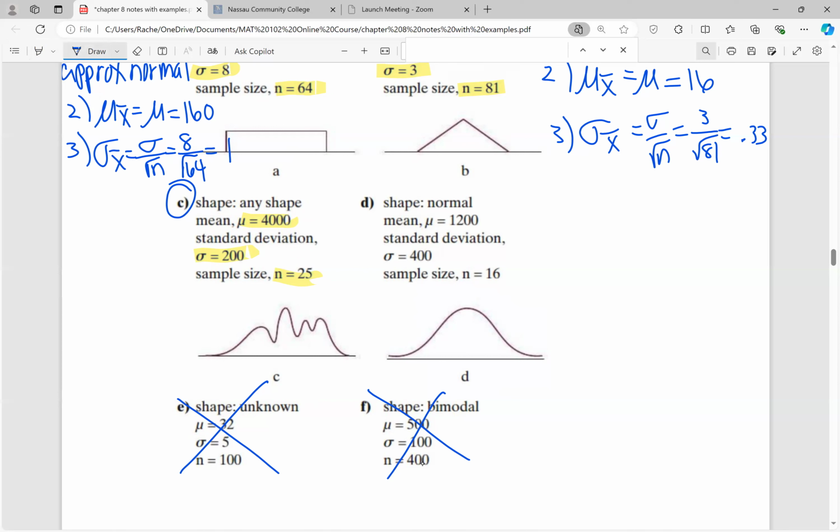So since we're sampling from a non-normal distribution, we can't assume that X bar is normal. We have to look at sample size. And remember, the only way that we can assume X bar is approximately normal if we're sampling from a non-normal distribution is if n is big enough, bigger than 30. But in this case, n is not bigger than 30. So we're going to say that the shape of X bar is unknown.